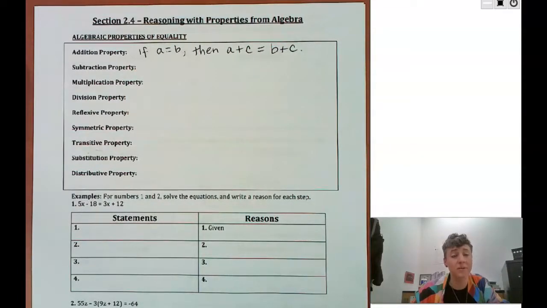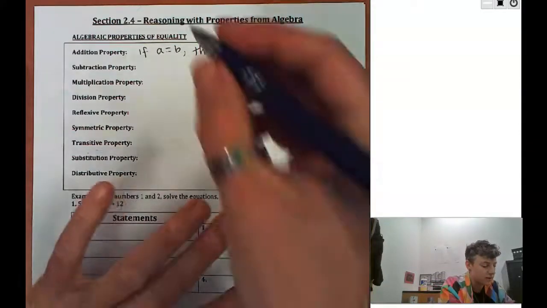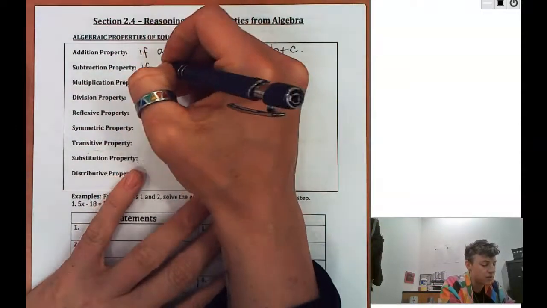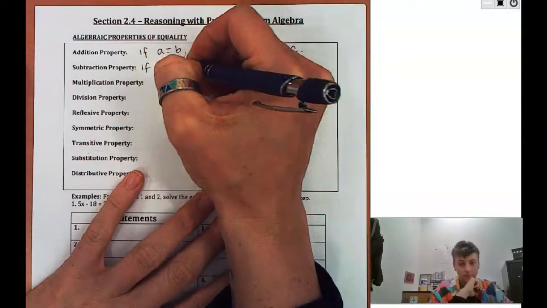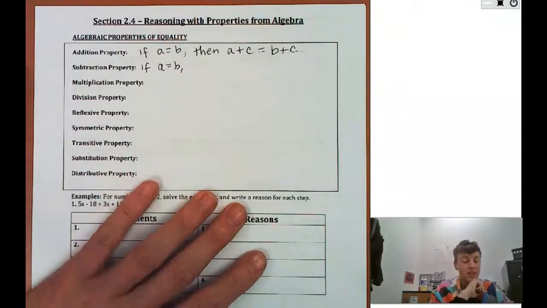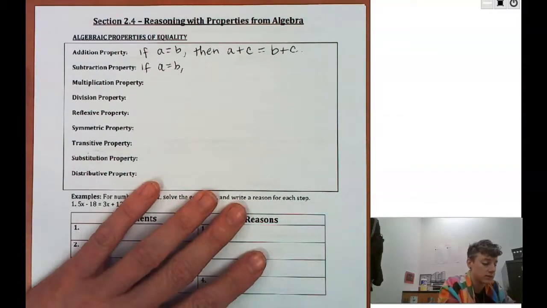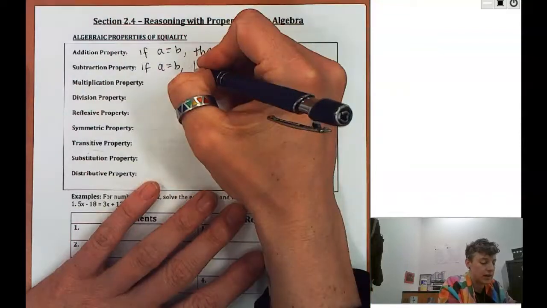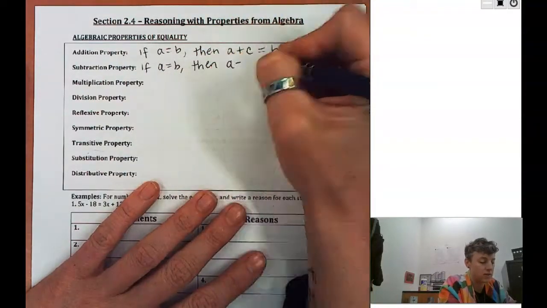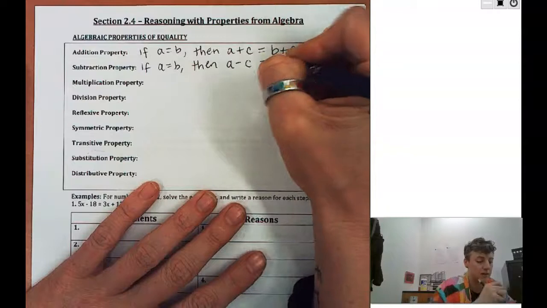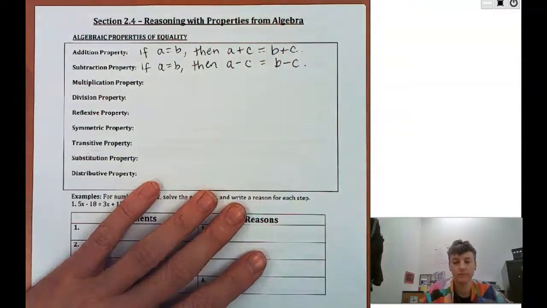Subtraction property is going to be very similar. If the left side of an equation equals the right side of an equation, we can subtract something on both sides, and it will still be true. Then A minus C will equal B minus C. That's why it's called a subtraction property. We're subtracting.